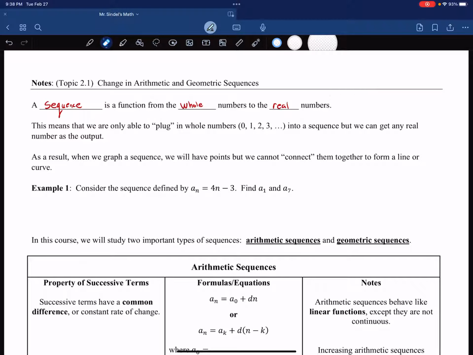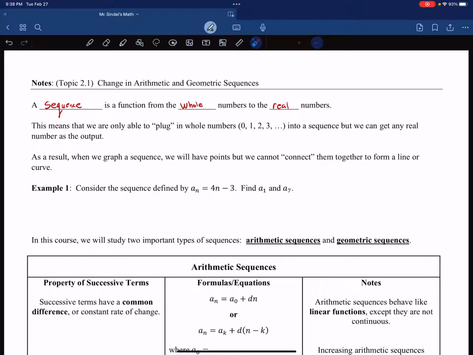All right. As a result, when we graph a sequence, we will have points, but we cannot connect them together. Before, we had something that was called continuous, where we could maybe make a line. So we'd have something that looks like this, a line, but now we're going to have a bunch of points because they're going to be discontinuous, or it is sometimes called discrete.